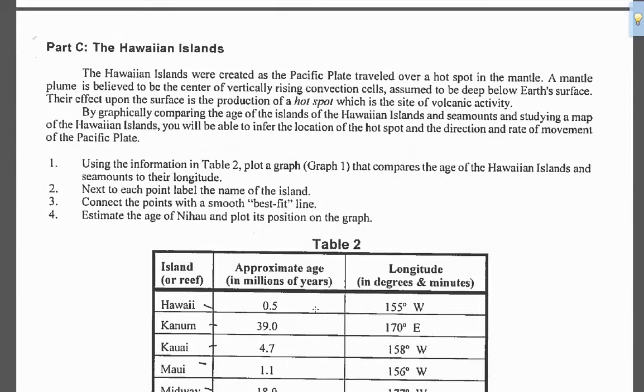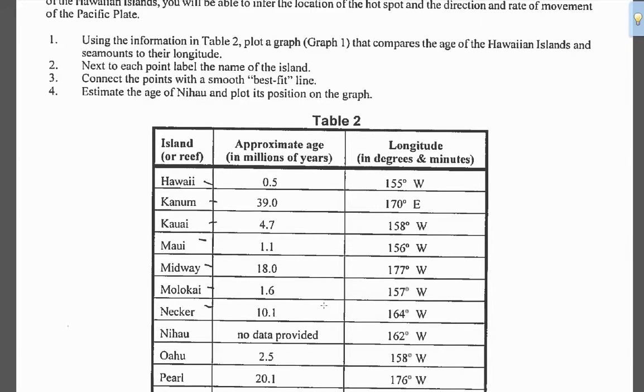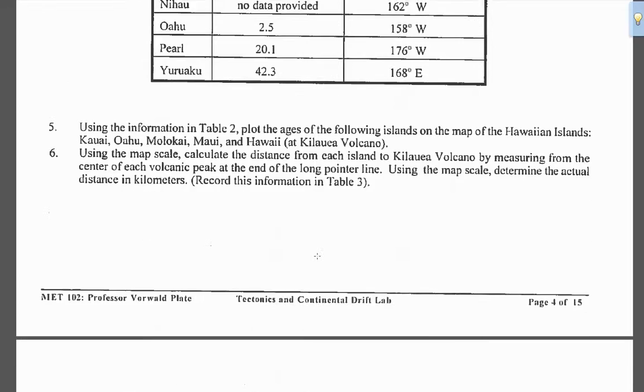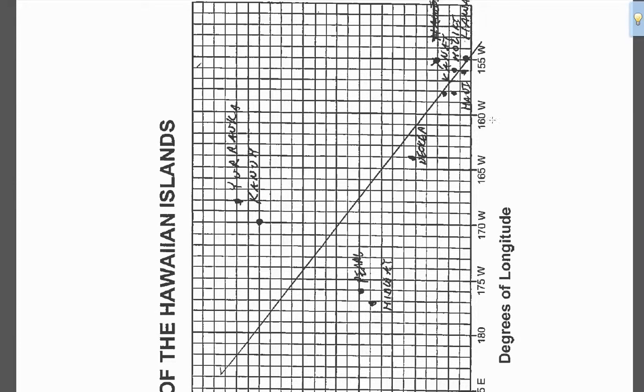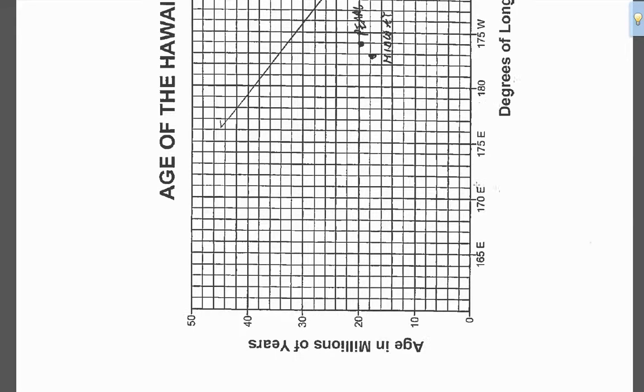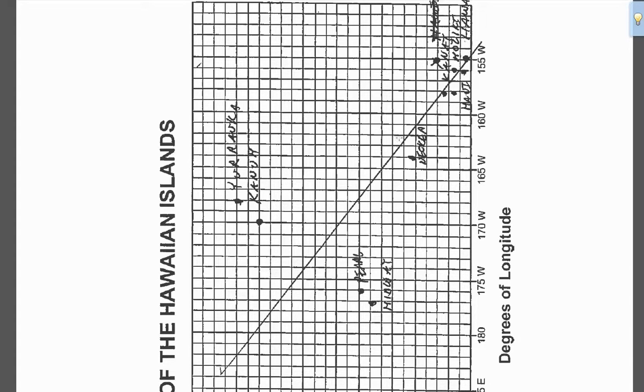This problem, part C here, is very, very similar to what we did in class with the Hawaiian Islands and the Yellowstone. In fact, most of this problem we did as an activity in class. The first part is just to graph these points. You can see that we're graphing longitude on the X and age in millions of years on the Y. And we had to draw the line of best fit.